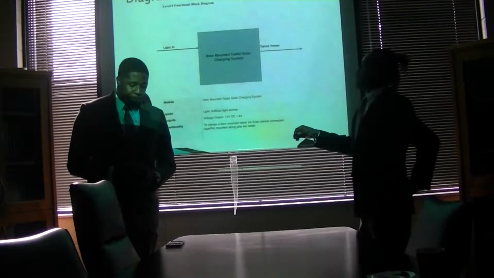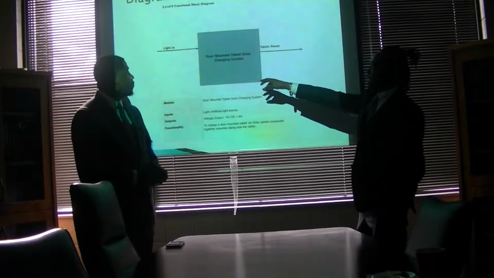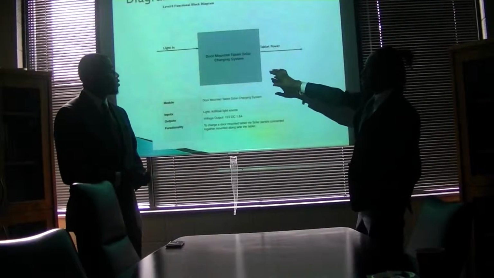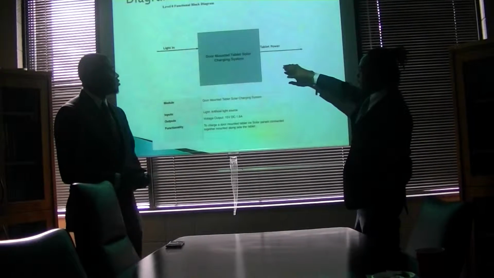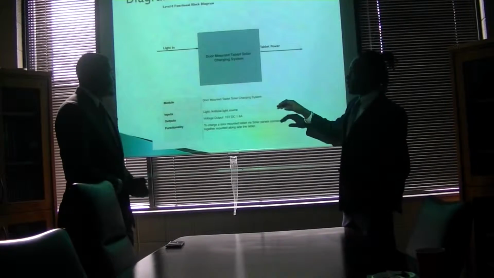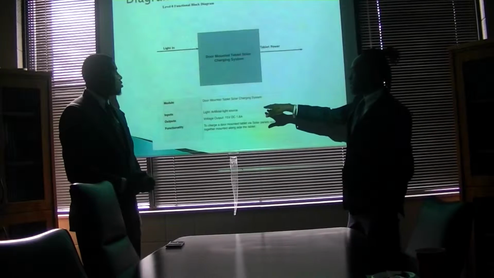Right here is our level 0 functional block diagram. As you can see, we have the light coming in, which is our input. This is our system, which is our door-mounted tablet solar charging system. And the power that's coming out is going to be the tablet power. The module that we called it is the door-mounted solar charging system.